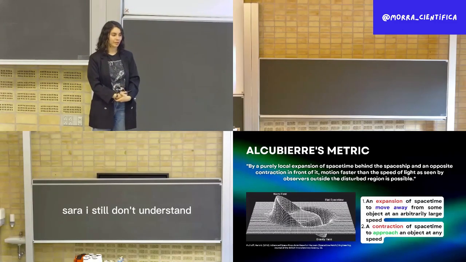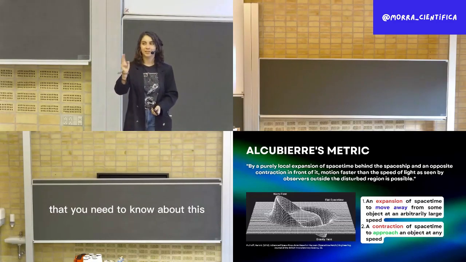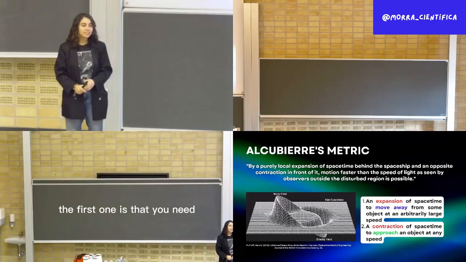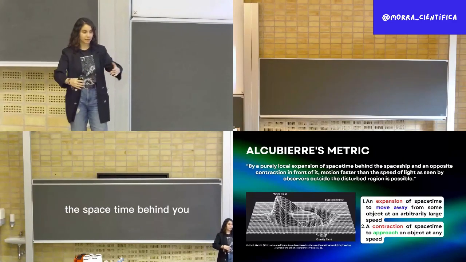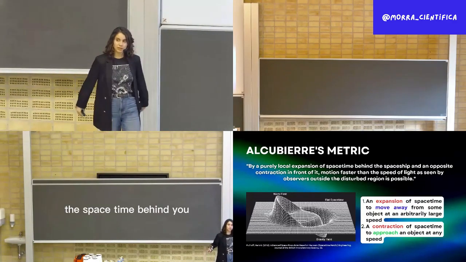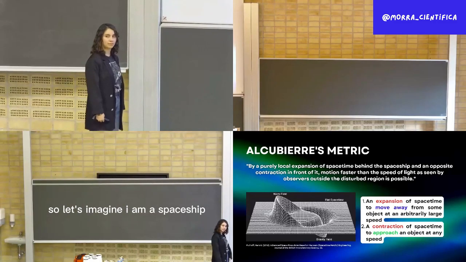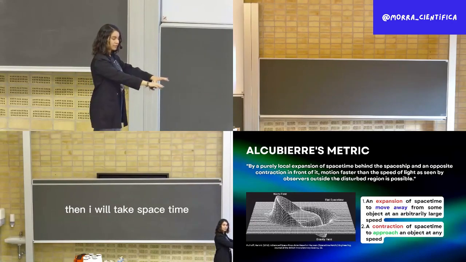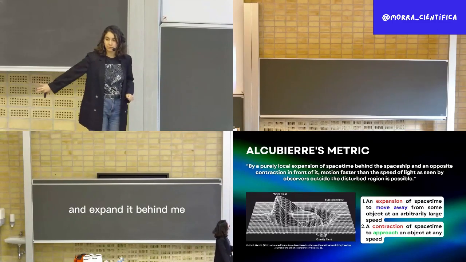Sarah, I still don't understand. Okay, don't worry. There are two main things that you need to know about this. The first one is that you need to expand the space-time behind you and contract it in front of you. So let's imagine I am a spaceship. Then instead of me moving, I will take space-time and contract it in front of me and expand it behind me.